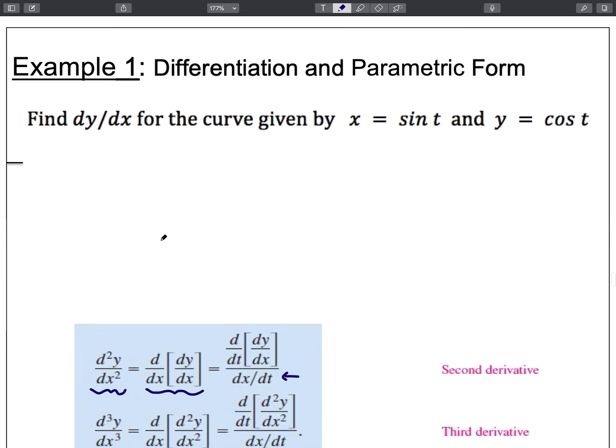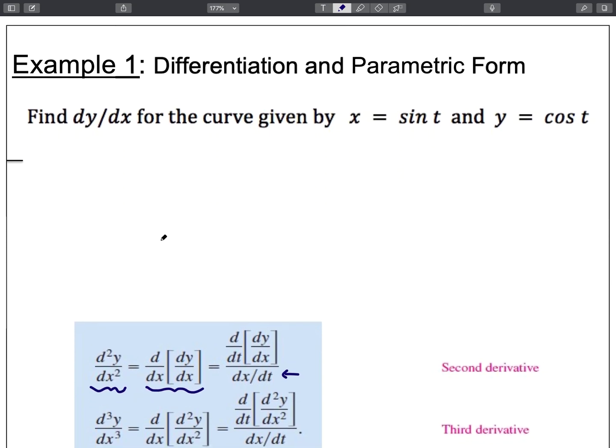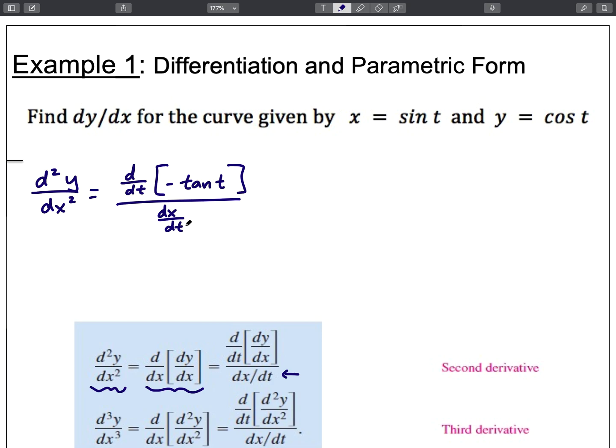So let's write down the second derivative. Let's use the notation. We know the notation for a second derivative is going to be d squared y over dx squared. And then how do we find it? We have to take the derivative with respect to time of the first derivative. The first derivative we just found was negative tangent of t. And then we have to divide it by the original dx/dt. So I will write that here. It looks something like this. So what is the derivative with respect to time of negative tangent of t? Does anybody know the derivative of tangent?